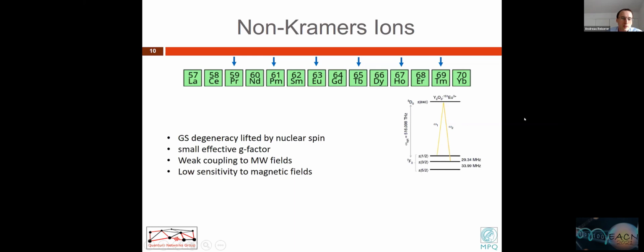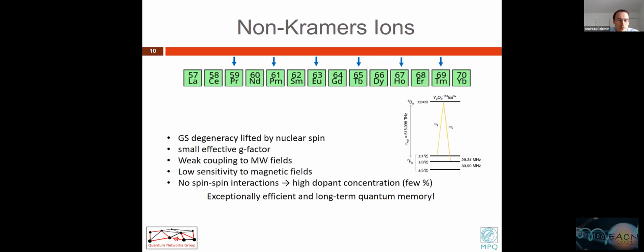Still, these systems have a very small effective G factor because the nuclear magnetic moment is just 4 orders of magnitude smaller than the electronic spin moment. This means they have a weak coupling to microwave fields and also low sensitivity to magnetic fields. And this actually means that they also hardly interact with one another. So you can have really high concentration of dopants in such crystals, a few percent. And this is all good if you want to have a long-term quantum memory.